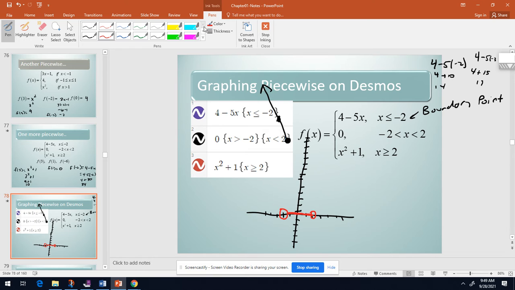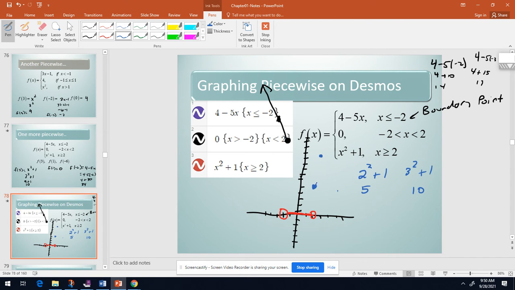And then where does the graph start back up? The graph starts back up at 2, and it's for this function. So I would plug 2 into this function, and I would get 5, right? So I'm going to plot the point 2, 5. Now this isn't linear, so I might have to plot a couple of points. I might need to plug in 3. Where am I getting 3 from? It's the next value that's greater than 2. That's what this is telling me, right? So if I plug in 3, I square it, add 1, that gives me 10. So I plot 3, 10.